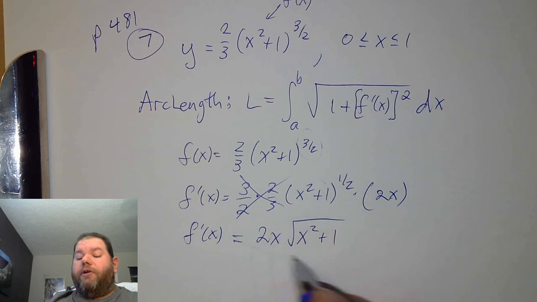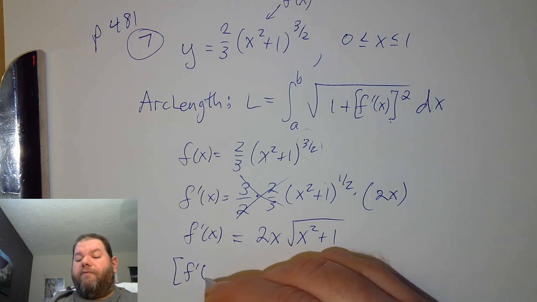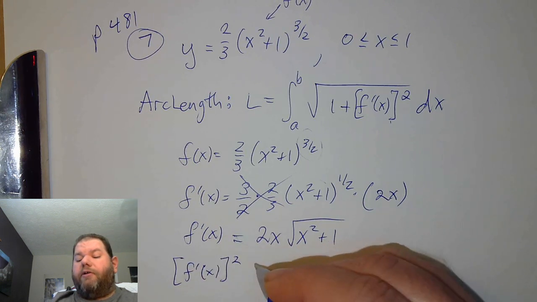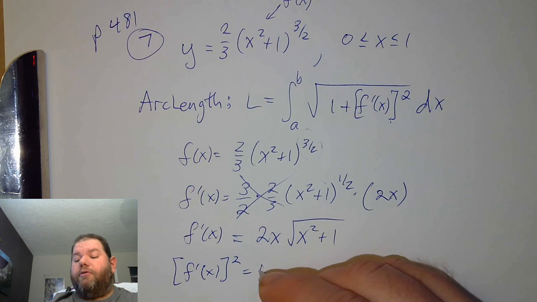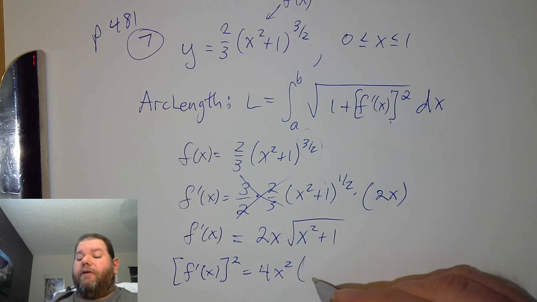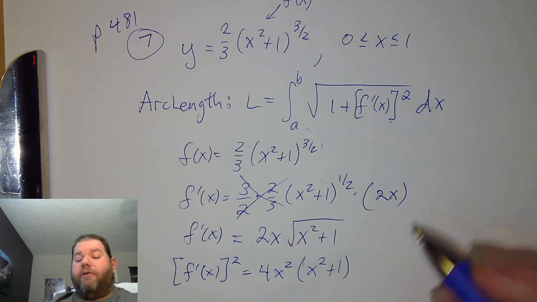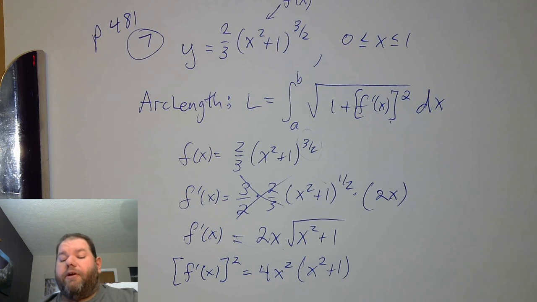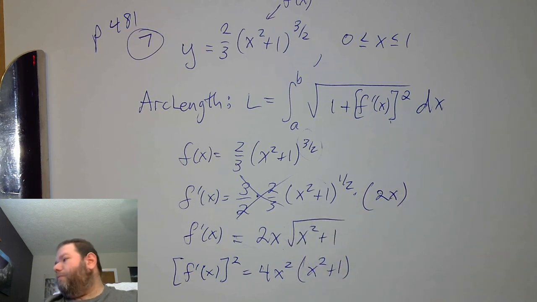But now we want to square this to plug it into this formula. So if we want f prime of x squared, because these are multiplied together, we just square each term individually. So 2 squared is 4, x squared is x squared, and then that's times the square root of x squared plus 1 being squared, so we can think of it as 4x squared times parentheses x squared plus 1. Because squaring this term gets rid of the square root.